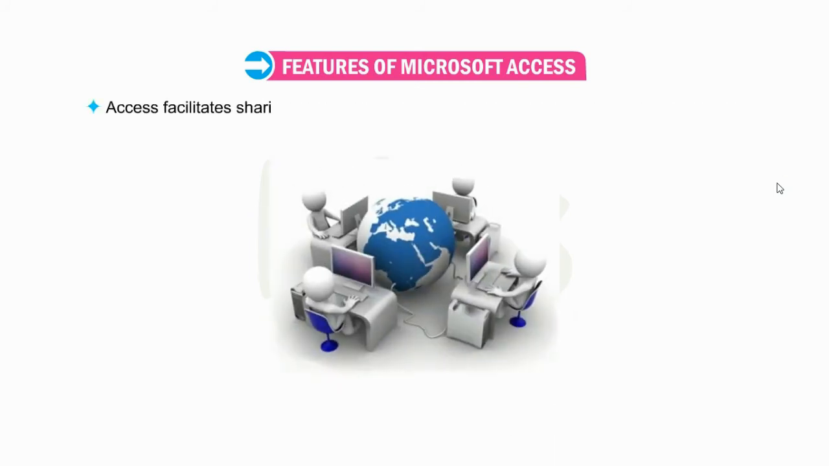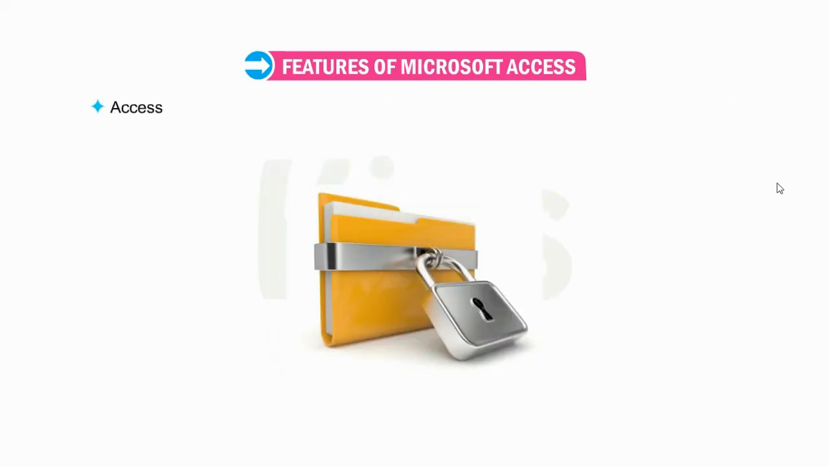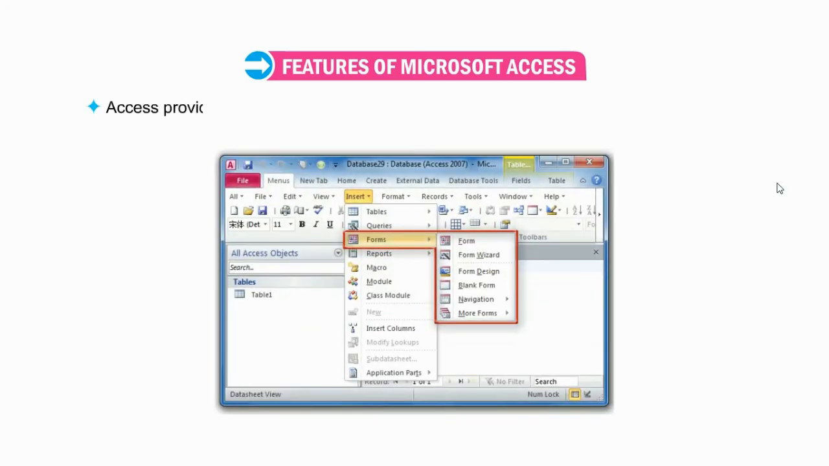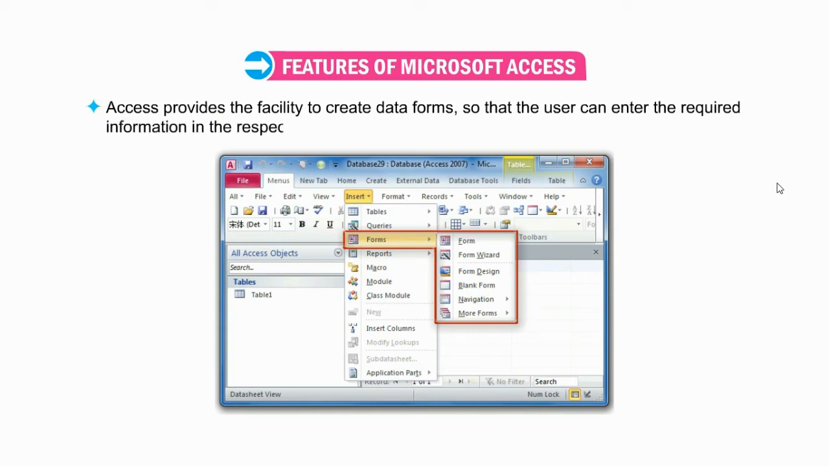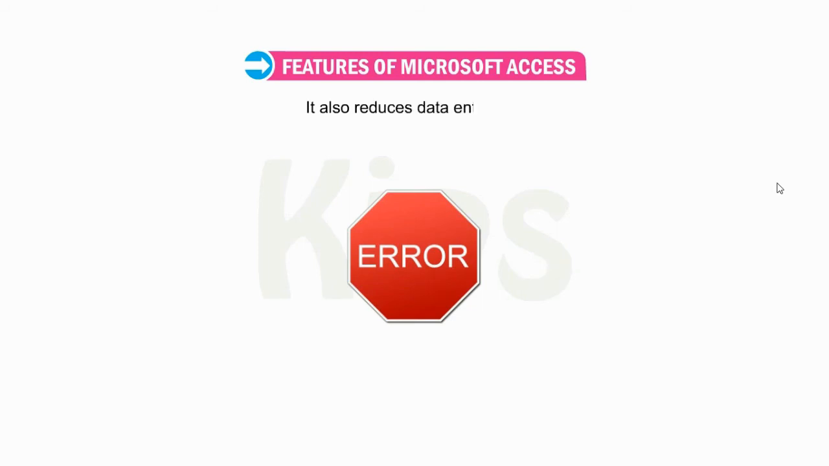Access facilitates sharing of data. Different users can use the same data to extract data according to their needs. Access provides data security features and maintains integrity, which is useful to make your data more consistent and reliable. Access provides the facility to create data forms so that the user can enter required information in the respective field. It also reduces data entry errors.